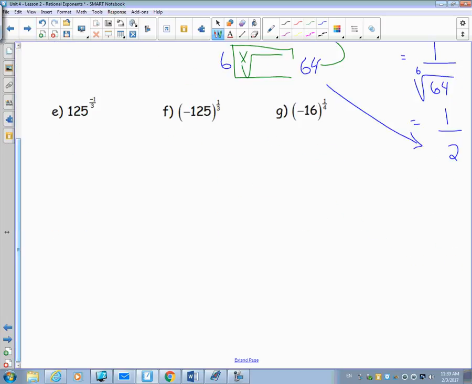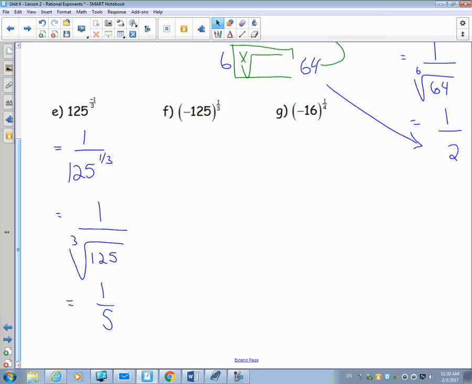125 to the negative 1/3. Oh, negative exponent. Flip it. Okay, my exponent becomes positive, which means I want the cube root of 125. What number times itself 3 times makes 125? That would be a 5. Don't forget the one on the top of the fraction. It's kind of important. All right, next one.